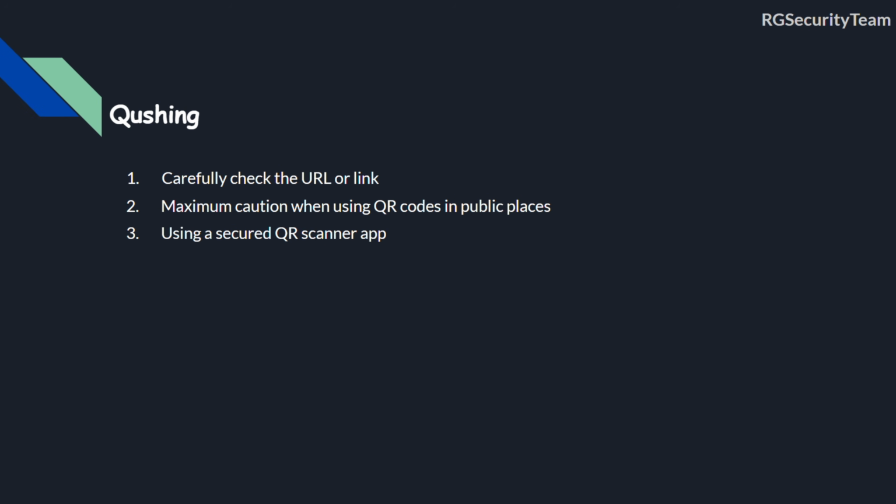3. Using a secured QR scanner app. Instead of scanning directly with the phone's default camera, you can use a QR scanner app made by a good security company, e.g. Kaspersky QR Scanner or Norton QR Scanner.